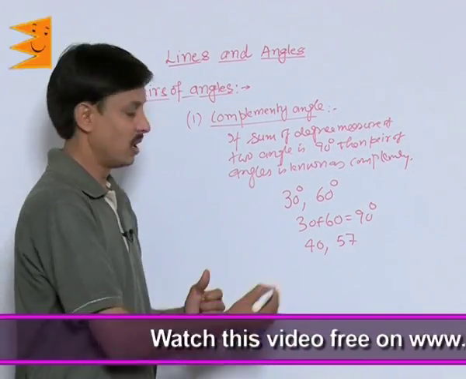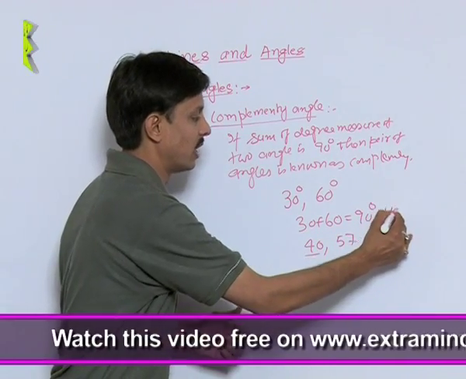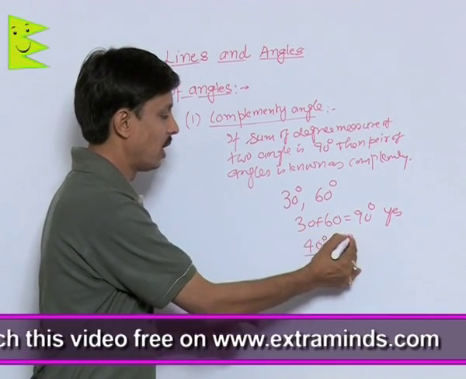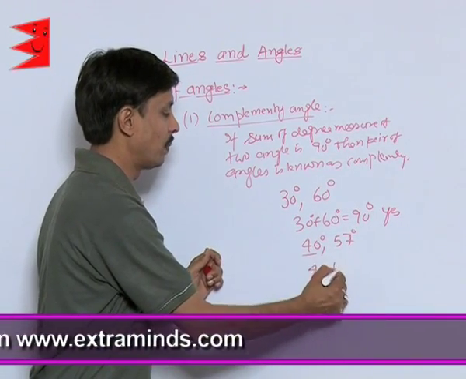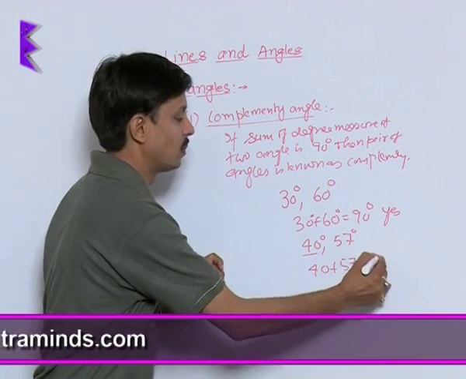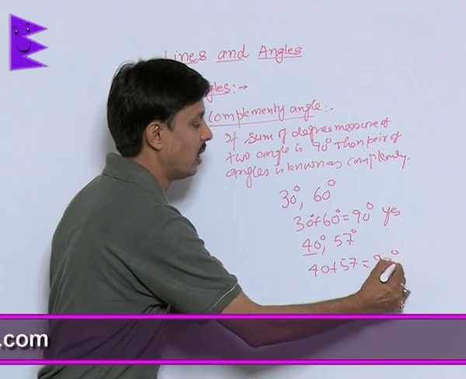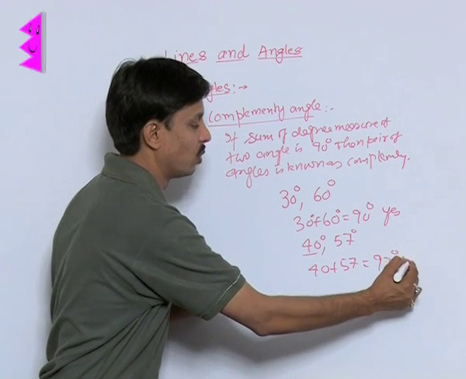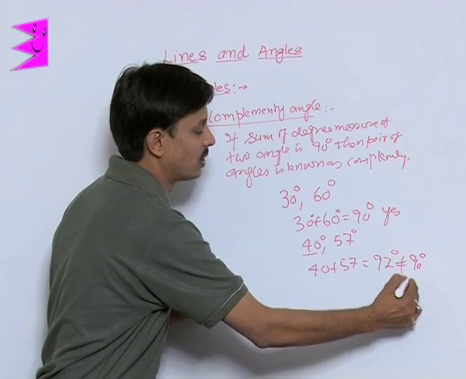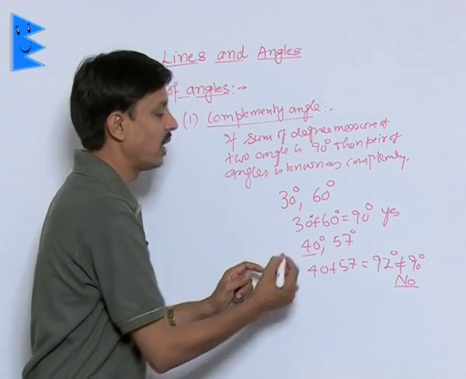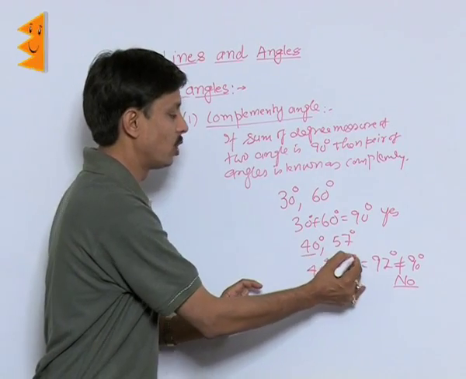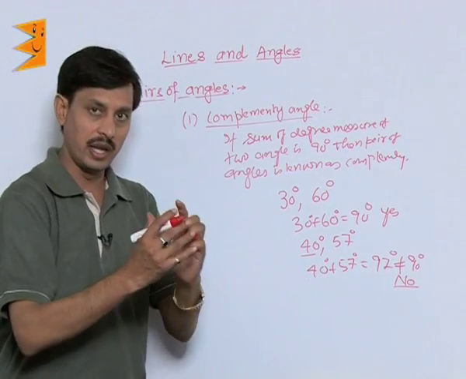If I ask whether this is complementary, I add 40 plus 57, this becomes 97 degree, which is not equal to 90 degree. So I will say no, this pair of angles of 40 degree and 57 degree is not a pair of complementary angles.